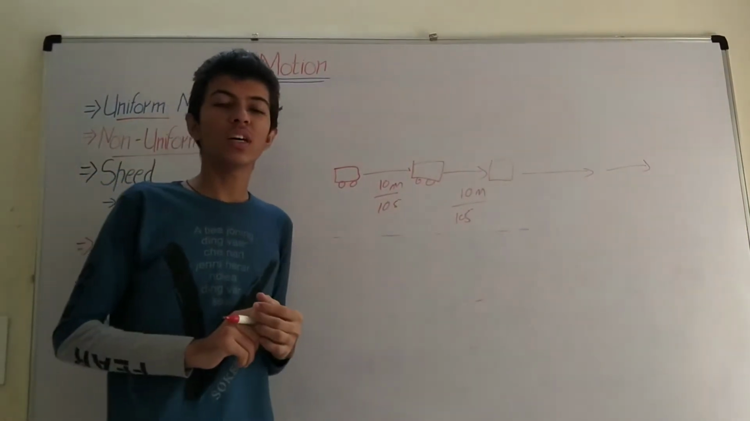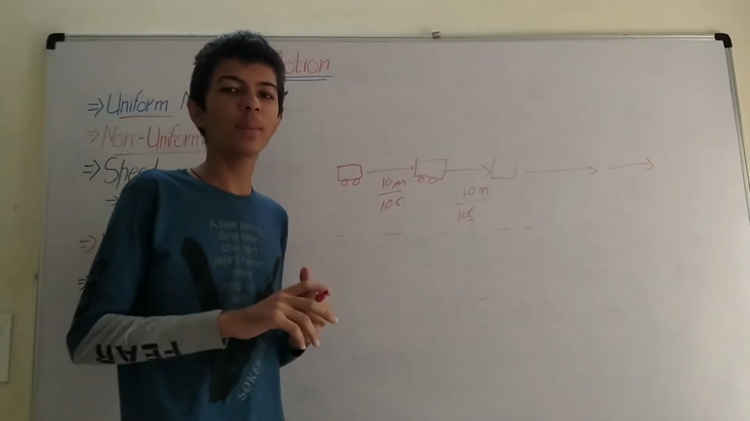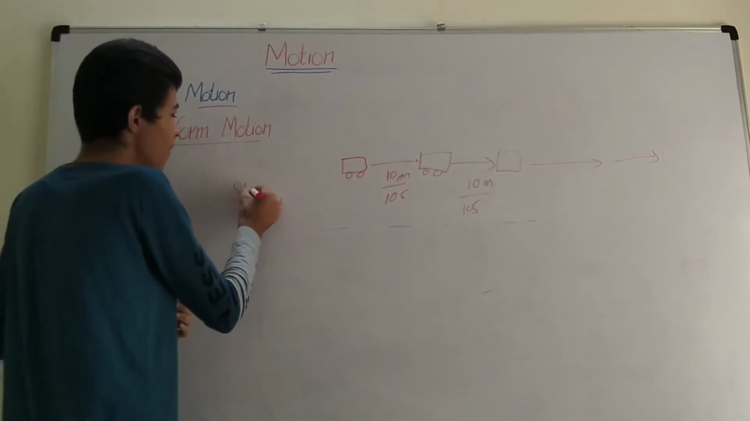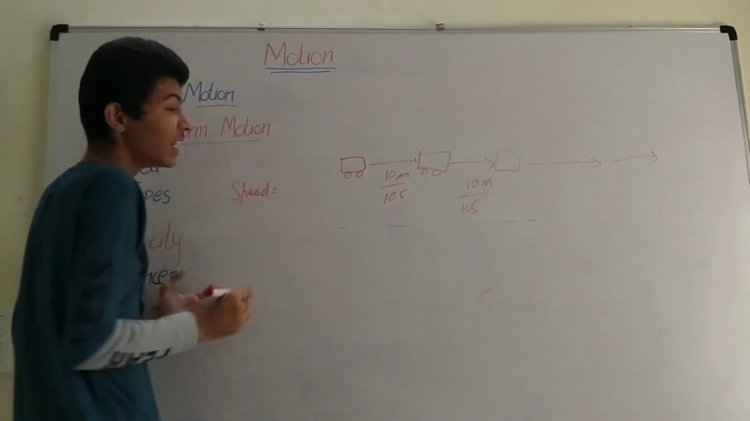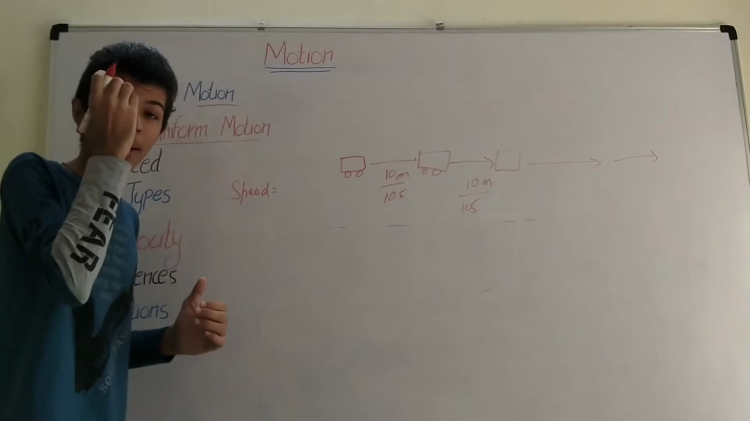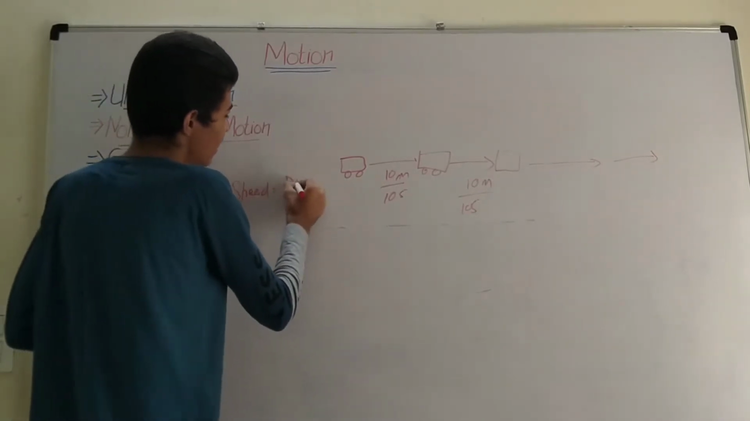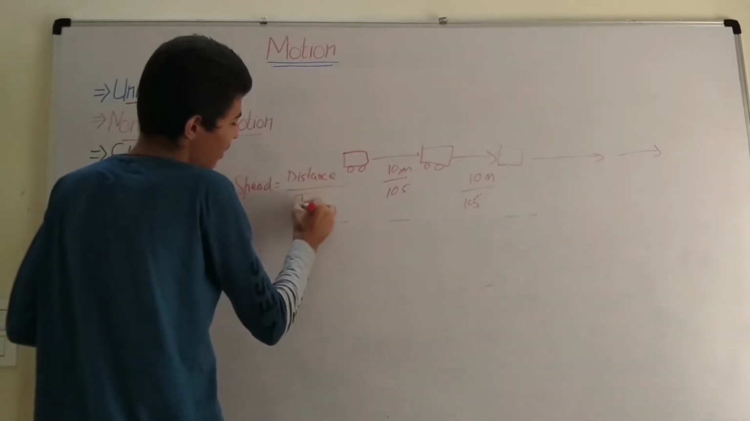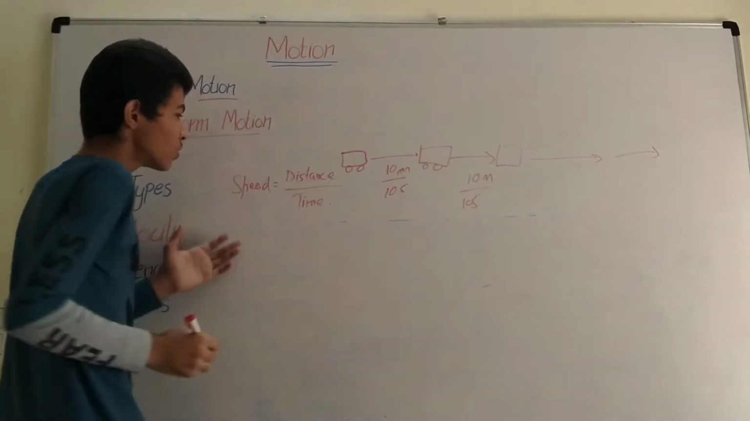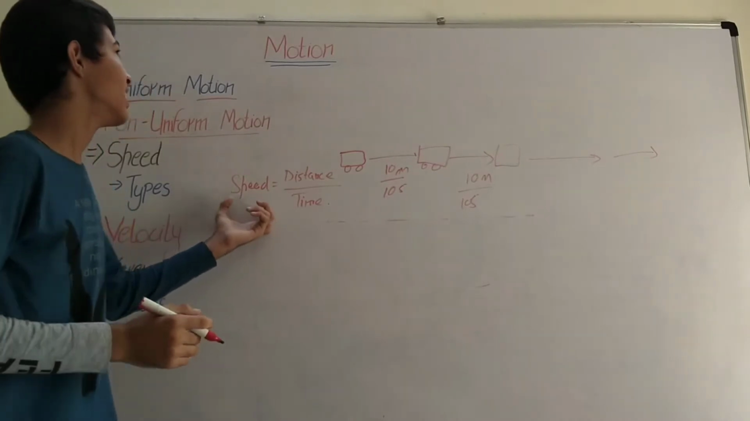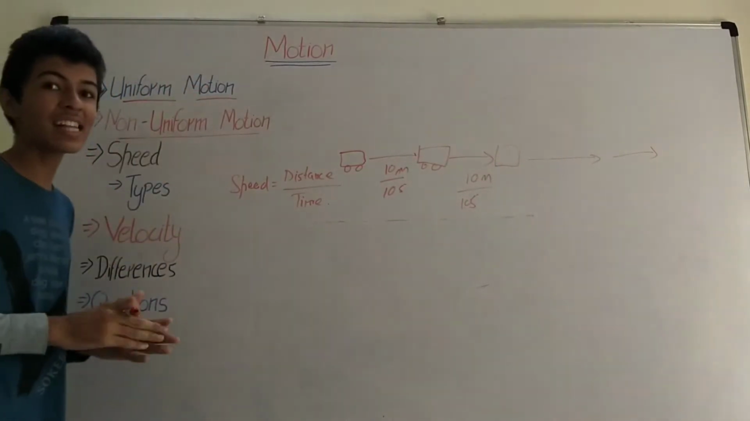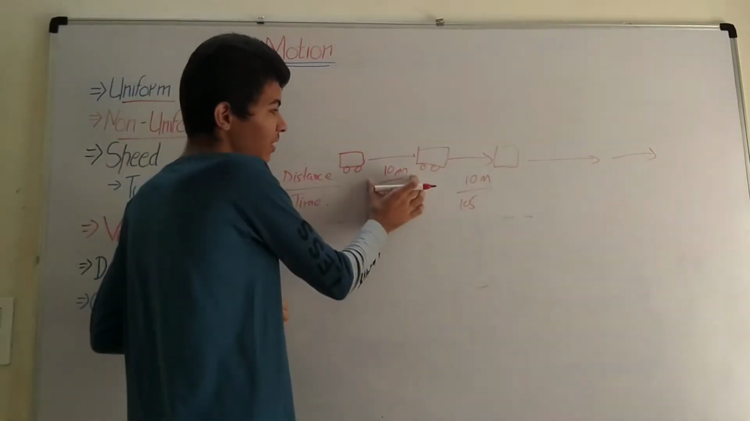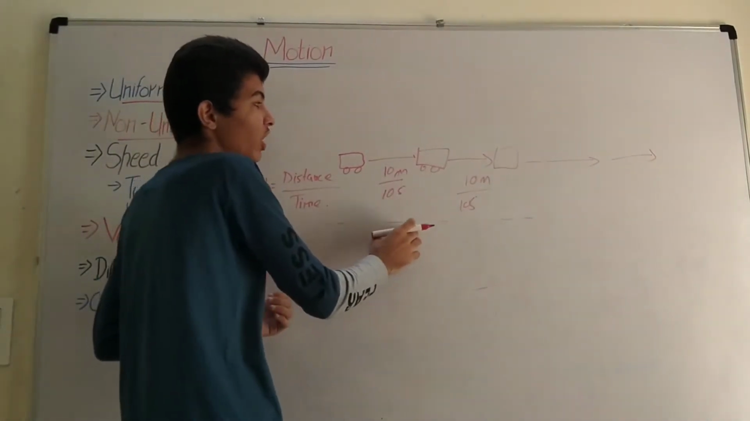Let me introduce a term which you have heard in the previous class also, which is speed. So what is speed? Speed is the distance traveled per unit of time. It is defined as distance divided by time. In other words, I can say uniform motion means it is moving with a constant speed.